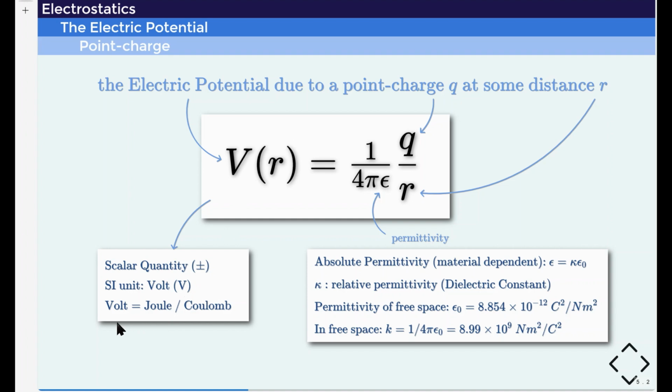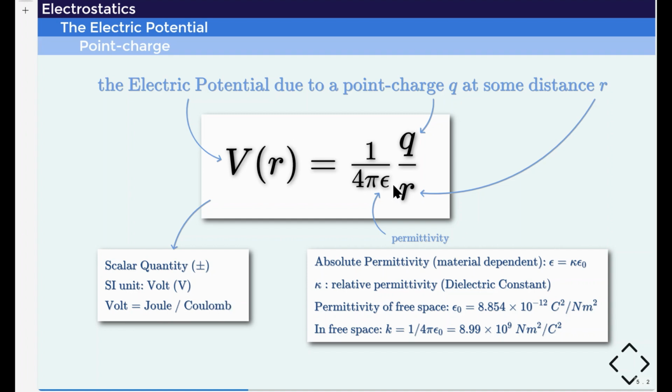And we'll see later, when we talk about the relationship between the potential and potential energy, that the volt is defined as 1 joule per 1 coulomb. So 1 volt would be 1 joule per coulomb: 1 joule, which is the unit of energy, divided by coulomb, which is the unit of charge.